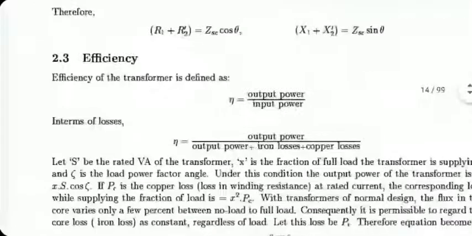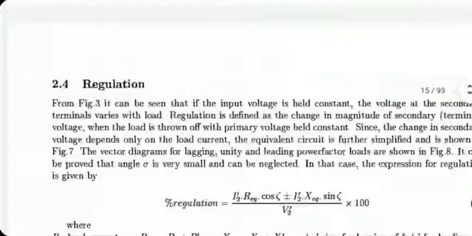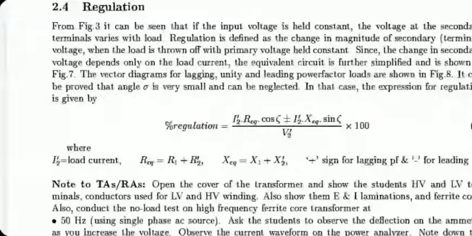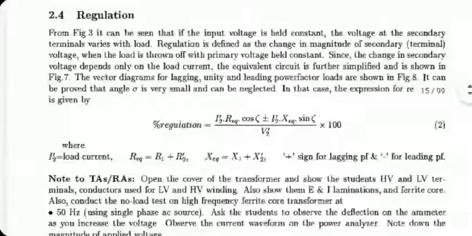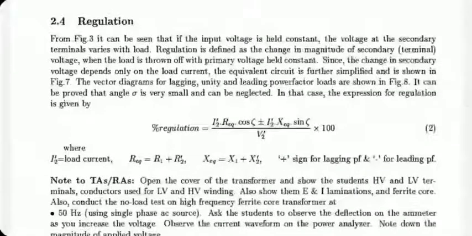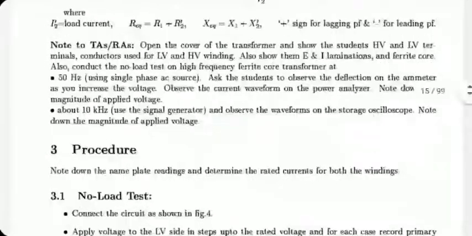Once losses are known, efficiency is easily calculated. That is also part of the game when the experiment is being done. Voltage regulation, they have given some other technique. I would prefer to stick to what we have done. Magnitude of no load voltage minus magnitude of full load voltage divided by magnitude of full load voltage. And then the result is multiplied by 100. But this can also be measured experimentally. There's no question about that.